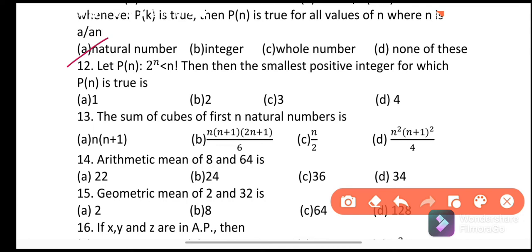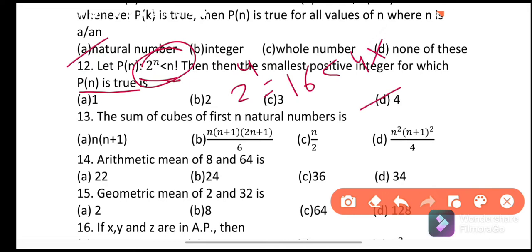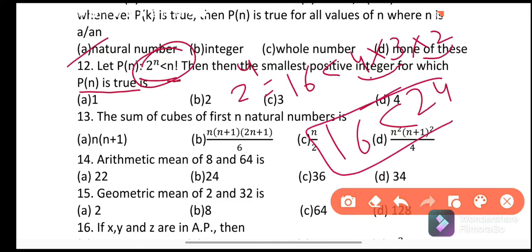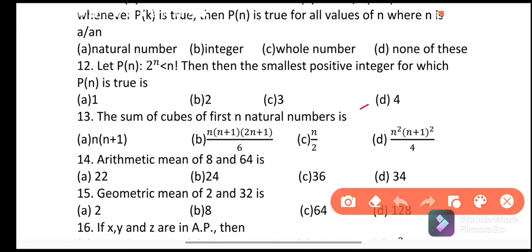Next question. Let Pn be such that 2 raised to the power n is less than n factorial. Then the smallest positive integer for which Pn is true, the answer is 4, because for 4 this result is true. 2 raised to the power 4, that is 16, is less than 4 factorial. 4 factorial means 4 multiplied by 3 multiplied by 2, 12 multiplied by 2, that is 24, and 24 is greater than 16. So the result is true for n is equal to 4. So the answer is D option.